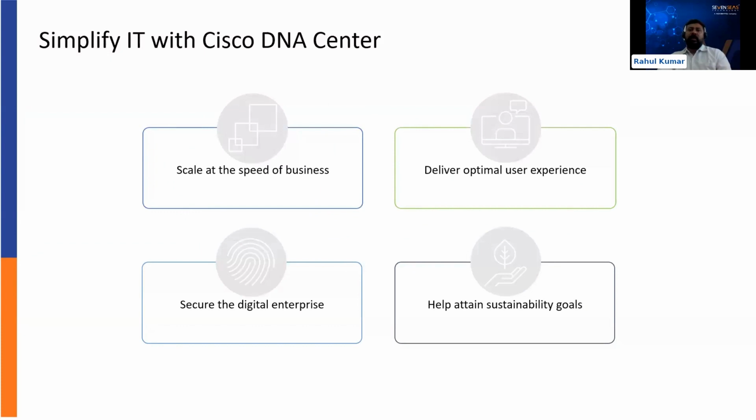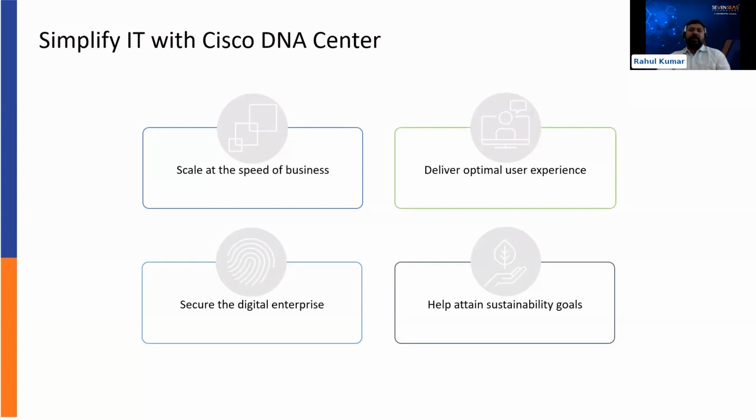So if we talk about simplifying the IT experience with Cisco DNA Center, DNA stands for Digital Network Architecture, right? It's a powerful network management system that leverages AI to optimize resources, which will lower your spending and provide digital agility for the business, right?